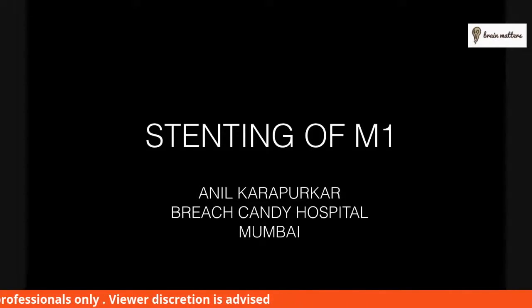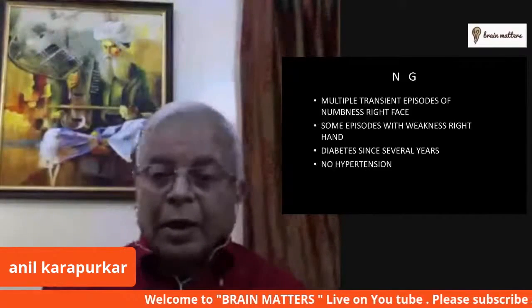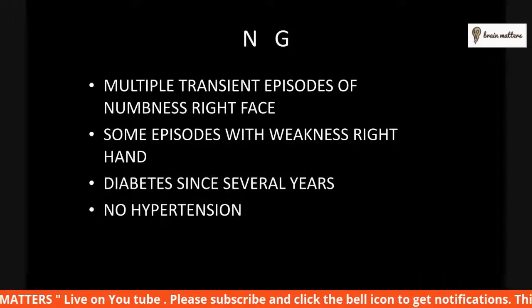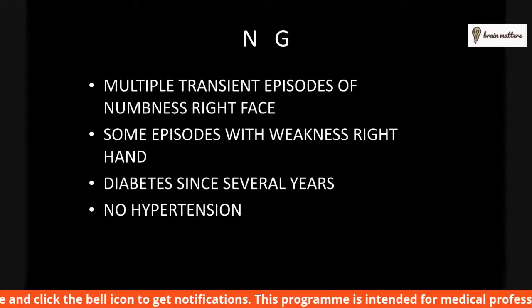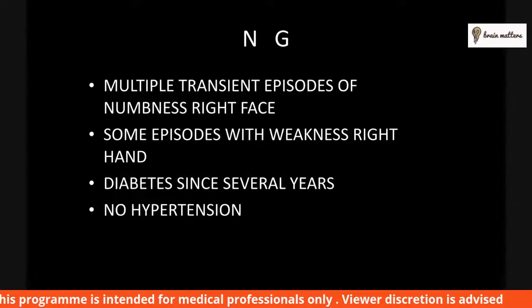I would like to show a case of stenting of M1. This is a very unusual patient. He was about 60 years old. He had had multiple TIAs of the right face and right hand. He was a known diabetic for many years. He didn't have hypertension.